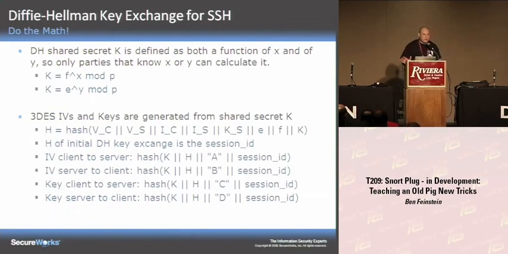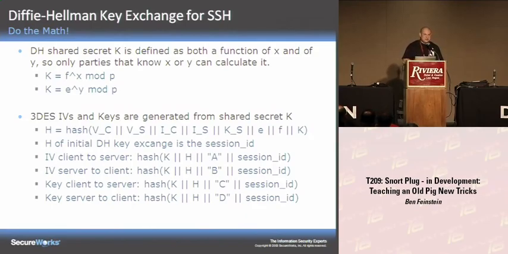So all the security of this relies on the fact that it's computationally infeasible to brute force the discrete logarithm and solve for X and Y. Now, K, the shared secret K, is defined as a function of F to the X mod P and E to the Y mod P. So in that sense, both parties can calculate their shared secret K, but no eavesdropper, unless you knew the X and Y value, could ever figure out what K is.